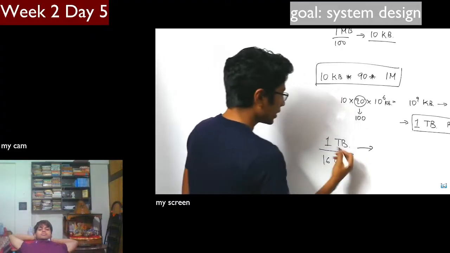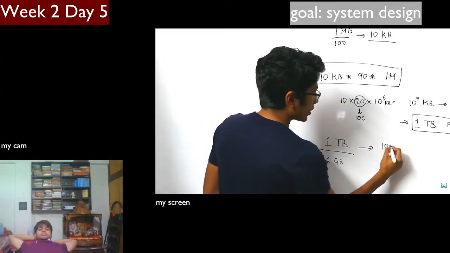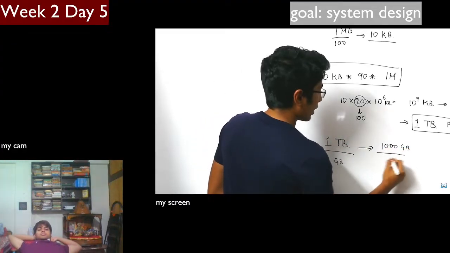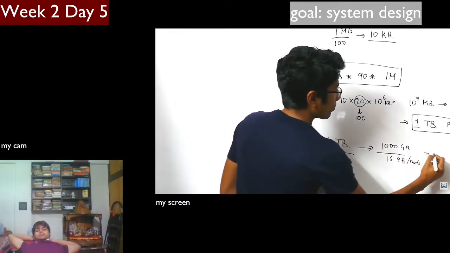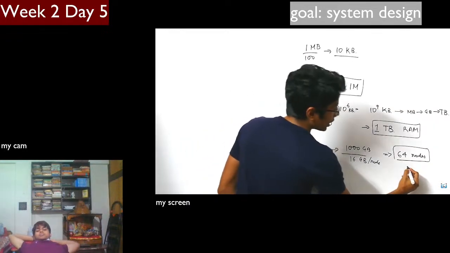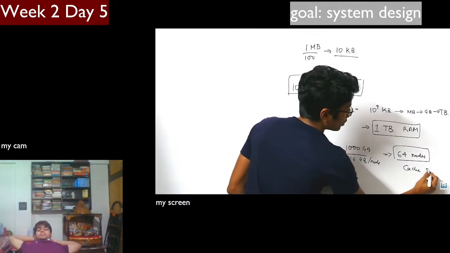So this turns out to be, in terms of GB, this is 1000 GB divided by 16 GB per node. So this comes up and we have 64 nodes in your cache system.